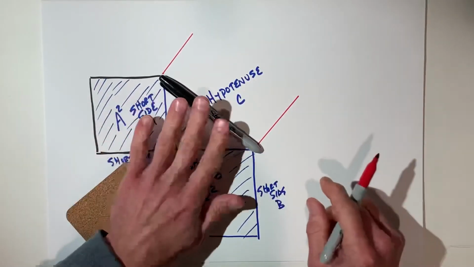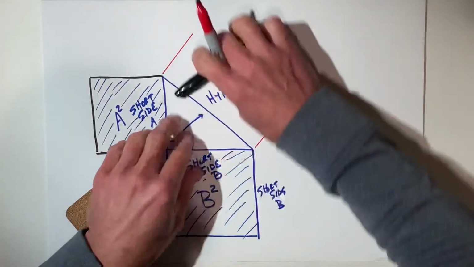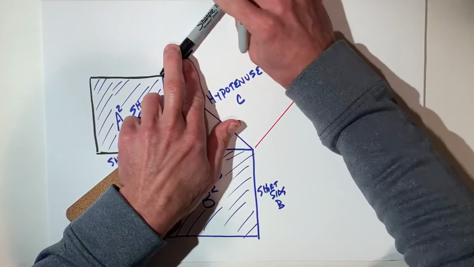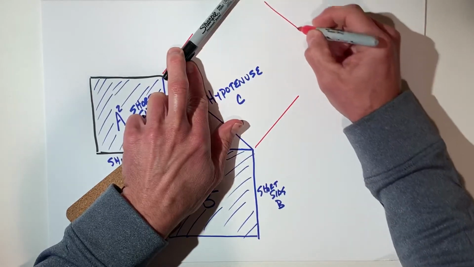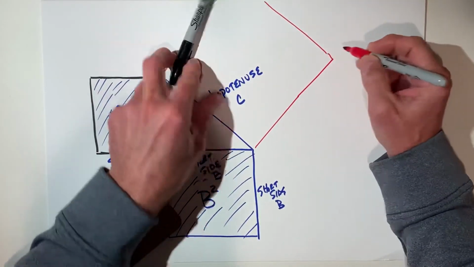The hypotenuse is almost exactly the length of the Sharpie. So I'm going to come out to the end of the Sharpie. I'm going to actually go off the page. That's not going to be super helpful. So I'm doing a pretty rough estimate here.